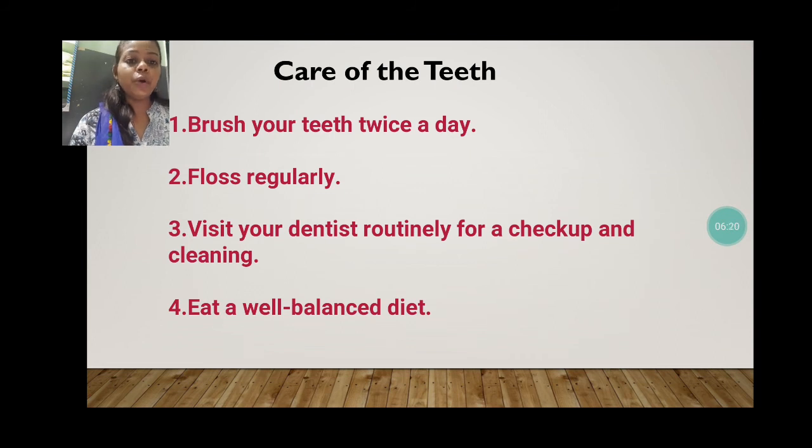Second, we have to floss regularly. We have to rinse our mouth after each and every meal so that the stuck particles can come out with that water. Every 6 months, we have to visit our dentist regularly, and we have to eat very well balanced food, especially food that contains calcium, because calcium is very necessary for stronger teeth, as you all know. Some raw vegetables we also have to eat so that good exercise of teeth and gums can happen.